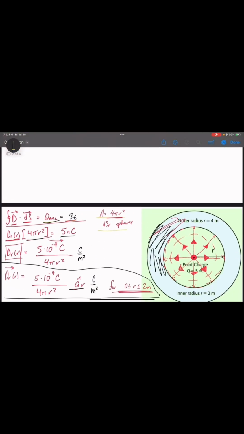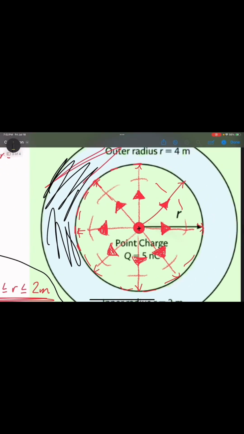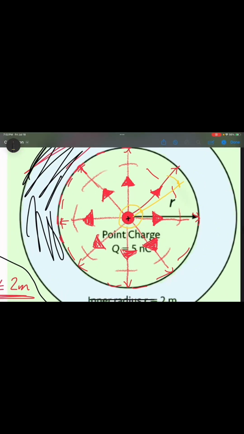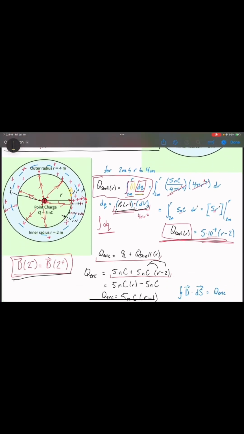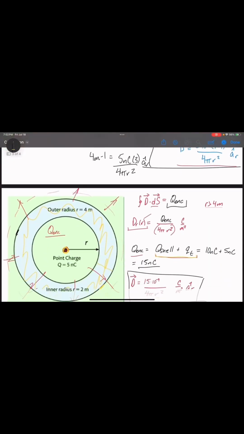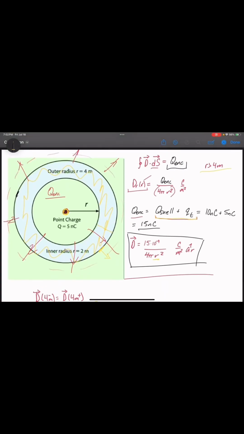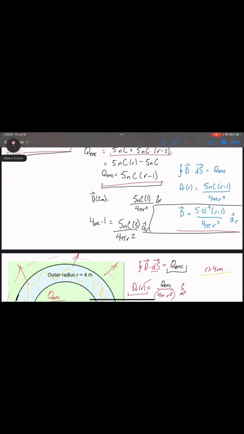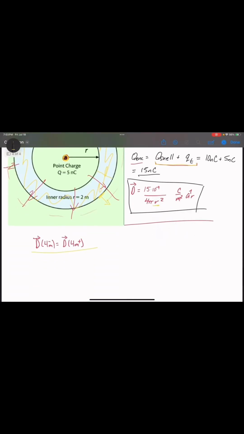That's what all of these areas were. That's what all these r's are for and why it falls off at that rate. So we could say from here to here, there's a fall off of r squared, depending on what we choose our Gaussian surface to be. But it would still apply since we are evaluating from 0 to 2 meters here, 2 meters to 4 meters here, and greater than 4 meters here. And again, continuity, because we have no surface charge density, only volume. At 4 meters, it will equal 15 nanocoulombs divided by 4 pi r squared in the radial direction.